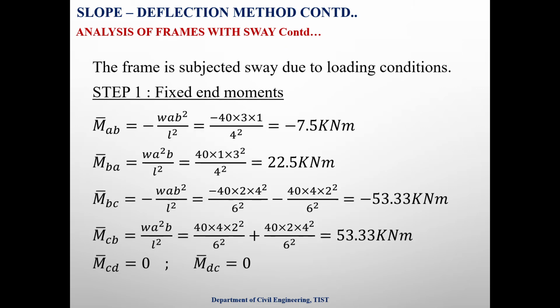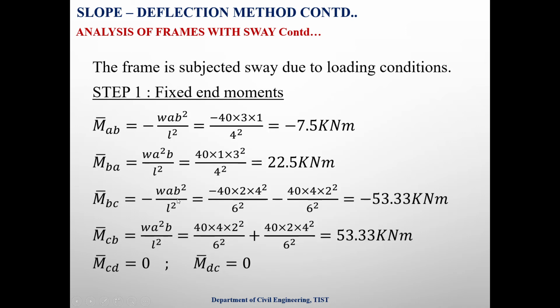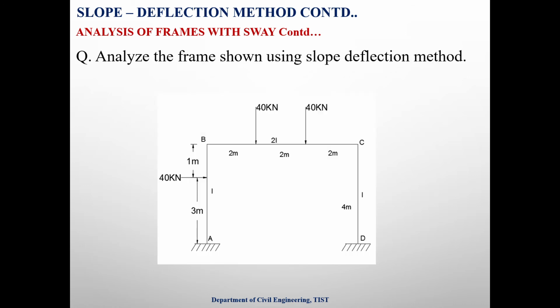Then step 1 is fixed end moments. By visual inspection itself we can see that this frame is a frame with sway, that means due to this horizontal load. The first step is the fixed end moment. M bar AB means it is subjected to an eccentric point load, that means M bar AB is minus WAB square by L square. M bar BA means plus WA square B by L square.